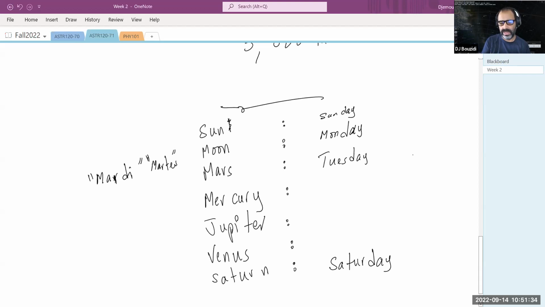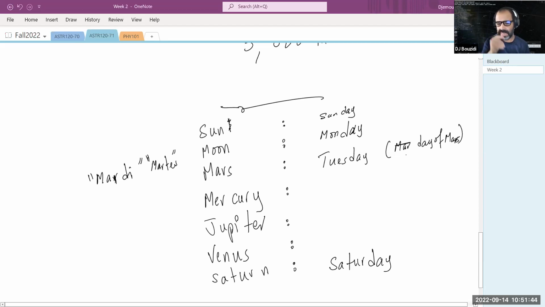But that's the day of Mars. So Tuesday is actually the day of Mars. That's what it should translate to, day of Mars. Remember, in Greek mythology, all of these things, they have some symbols and they were worshipped and things like that. As a matter of fact, the next day, which is Wednesday, that is the day of Mercury.